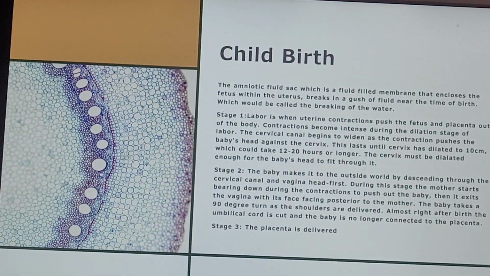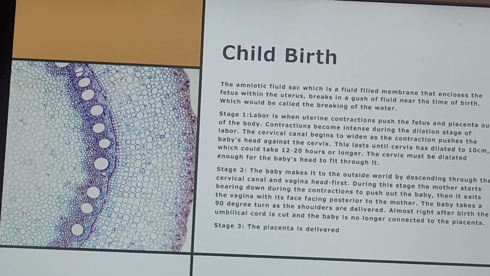Childbirth. The amniotic fluid sac, which is a fluid-filled membrane that encloses the fetus within the uterus, breaks in a gush of fluid near the time of birth, which would be called the breaking of the water. Stage 1. Labor is when uterine contractions push the fetus and placenta out of the body. Contractions become intense during the dilation stage of labor.